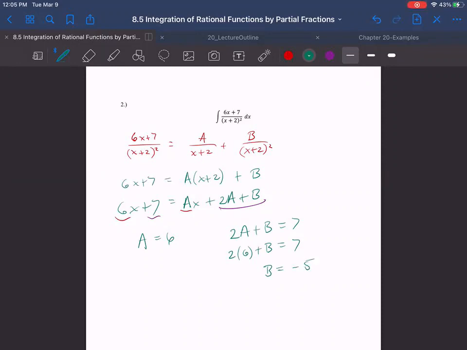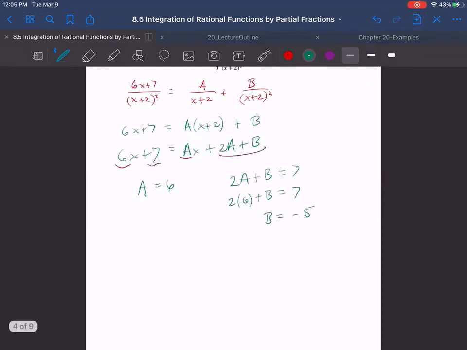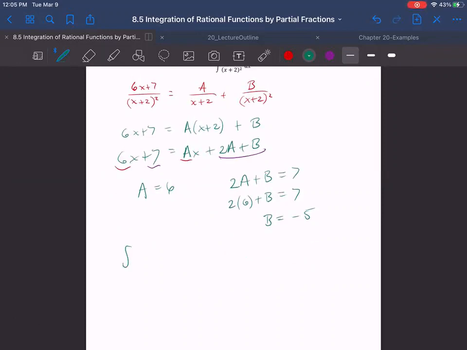All right, then you go back through and you say, all right, let's make our new integral. Our new integral is 6 over x plus 2 plus minus 5 over x plus 2 squared dx. Okay, and then it's just a matter of doing that integral, which shouldn't be too crazy difficult.